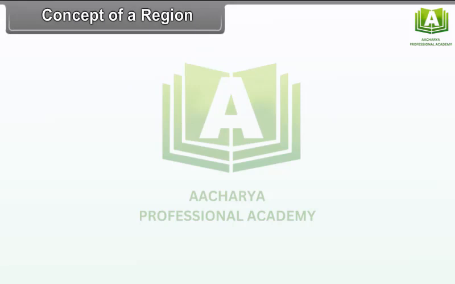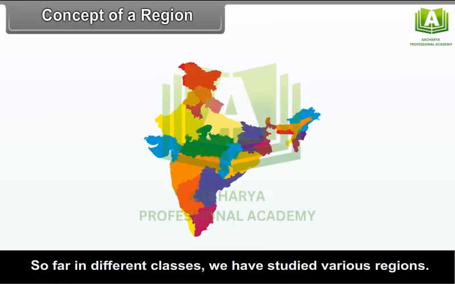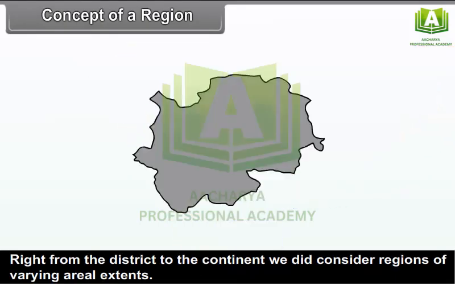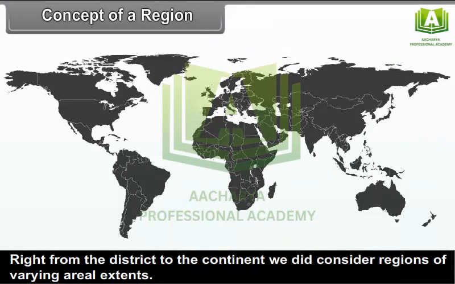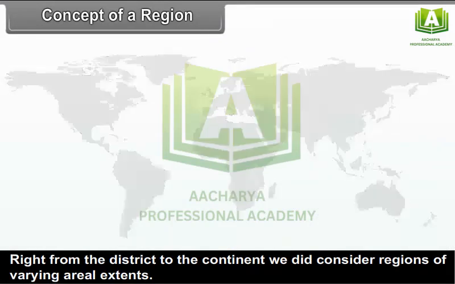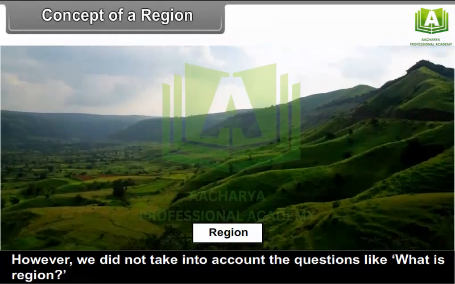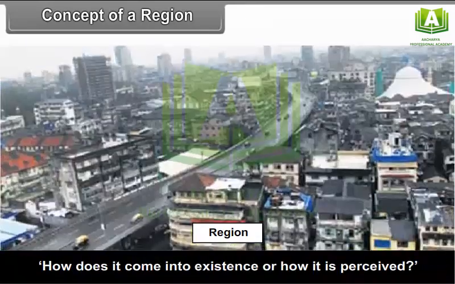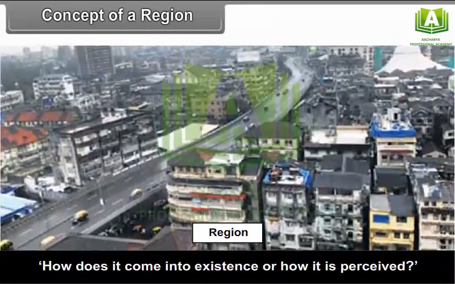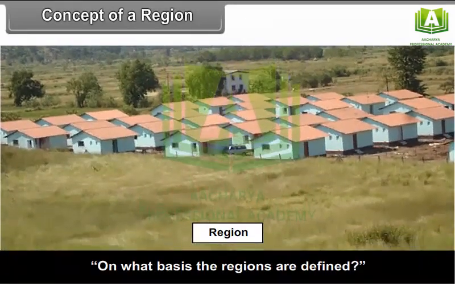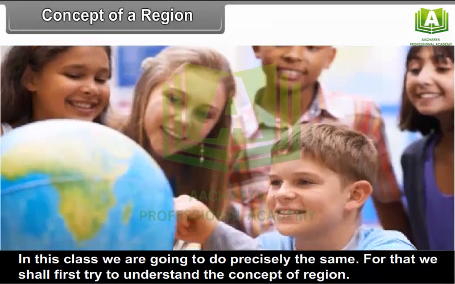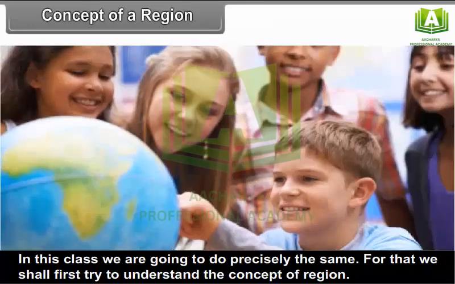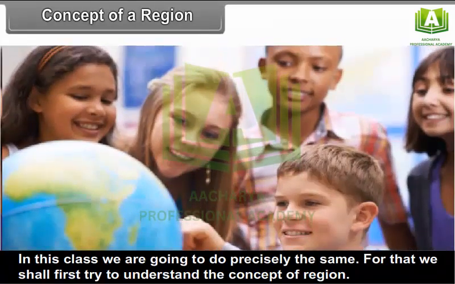Concept of region. So far in different classes, we have studied various regions. Right from the district to the continent, we did consider regions of varying areal extents. However, we did not take into account the questions like, what is a region? How does it come into existence? Or how is it perceived? On what basis are the regions defined? In this class, we are going to do precisely the same. For that, we shall first try to understand the concept of region.